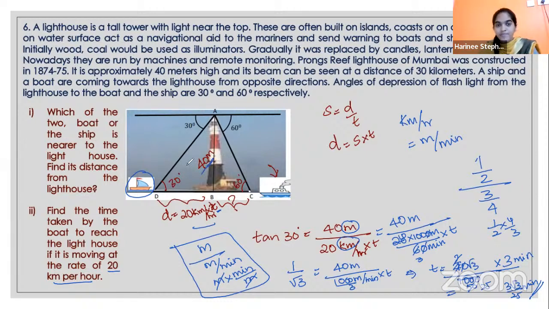It is 40 meters. So I take tan 30 degrees in triangle ADB. Tan 30 degrees is going to be 40 meters opposite upon adjacent, which is 20 kilometers per hour into time. And changing the units, as Vishal said, kilometer to meter we multiply by 1000, and hour to minute we multiply by 60. Or in this case, since it is per hour, we divide by 60 minutes into time taken. When you simplify thoroughly towards the end, you're going to get your final answer in terms of minutes. Done, children?